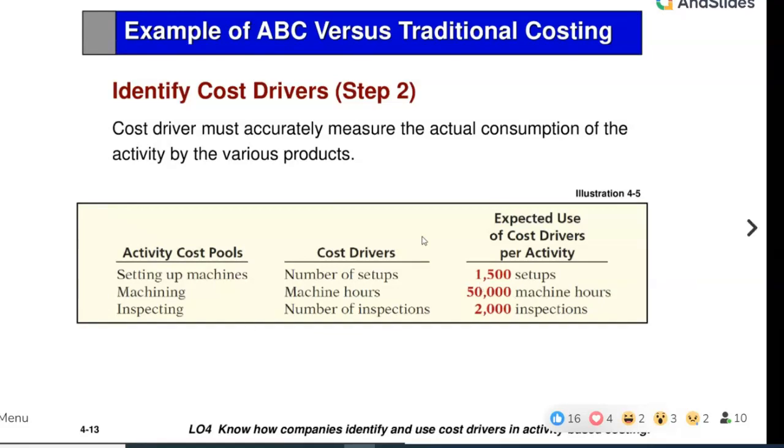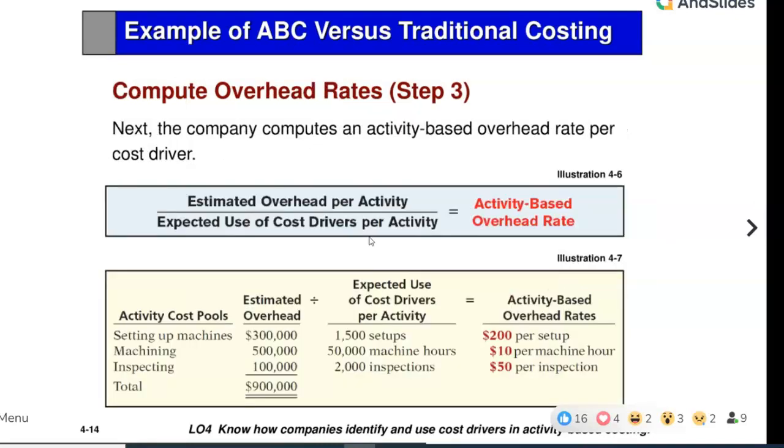So now I have the activity cost pools, I have the activity cost driver, and I have the amount in each of these pools, and I have the activity use of that. That's the number of times. So the next step is to get the activity-based overhead rate. And that's just like our predetermined overhead rates in the last chapter. It's the estimated overhead per the activity divided by the estimated use of that cost driver.